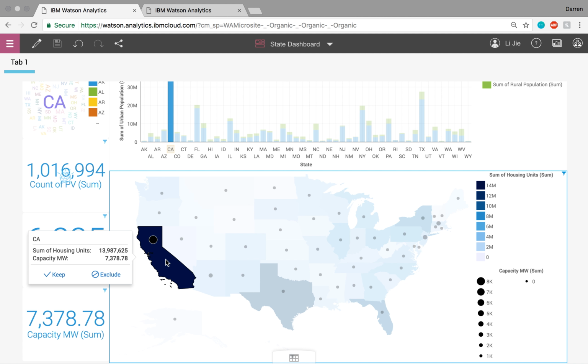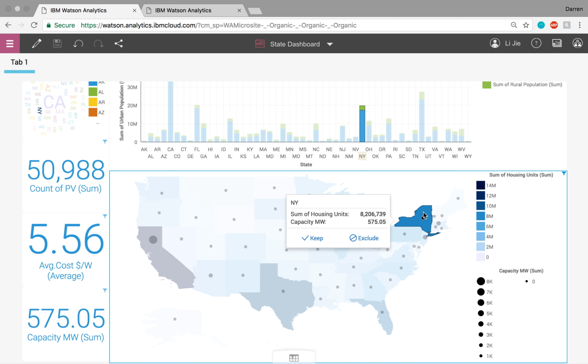By clicking on California, we can see that the count of PV projects is over 600,000, and they're generating over 7,000 megawatts. And again, we can quickly click on another state to compare. Here, we'll click on New York, and as you can see, the average cost per watt here is actually cheaper when compared to California. One important thing to note is these black dots do represent the total capacity generated from PV technology. And as you can see, California here is a dominant player, as well as New Jersey.